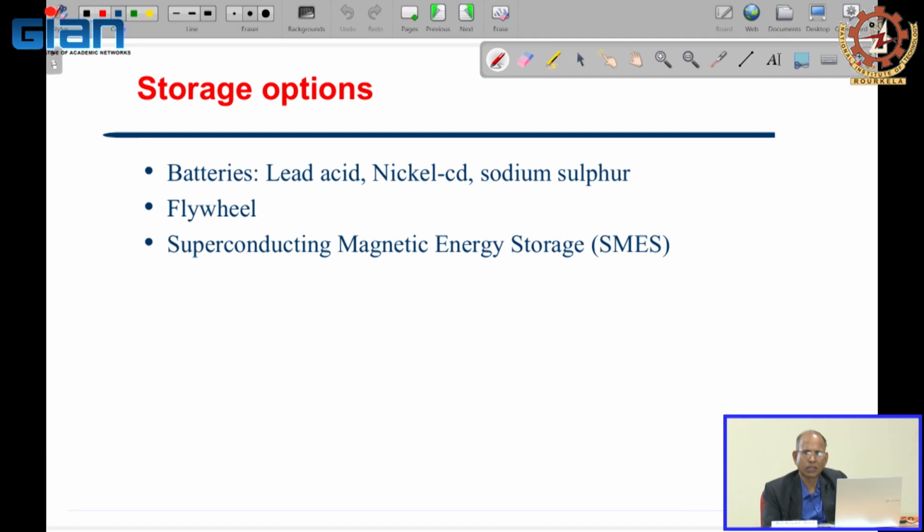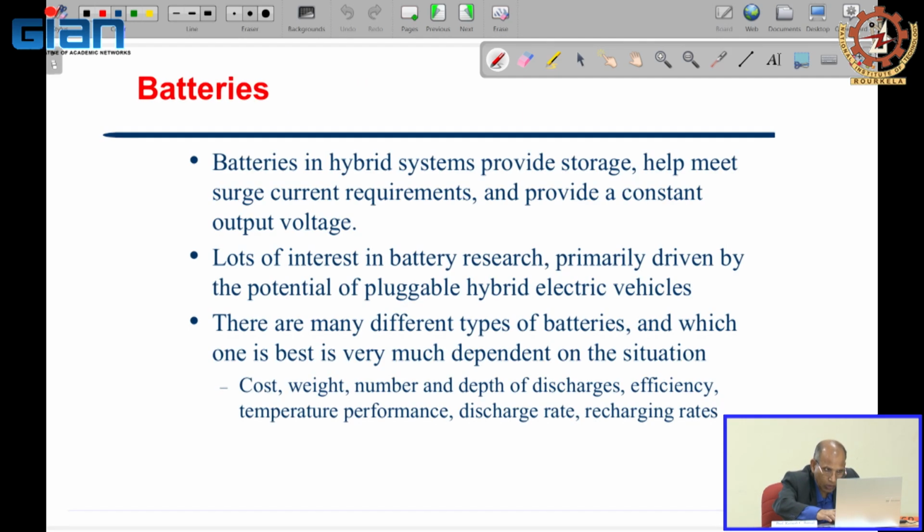Depending upon the application, you can have different storage options in terms of batteries: lead acid, nickel cadmium, sodium sulfur, other types of mechanical storage systems like flywheel, and superconducting magnetic energy storage systems. So, you can have various storage options.